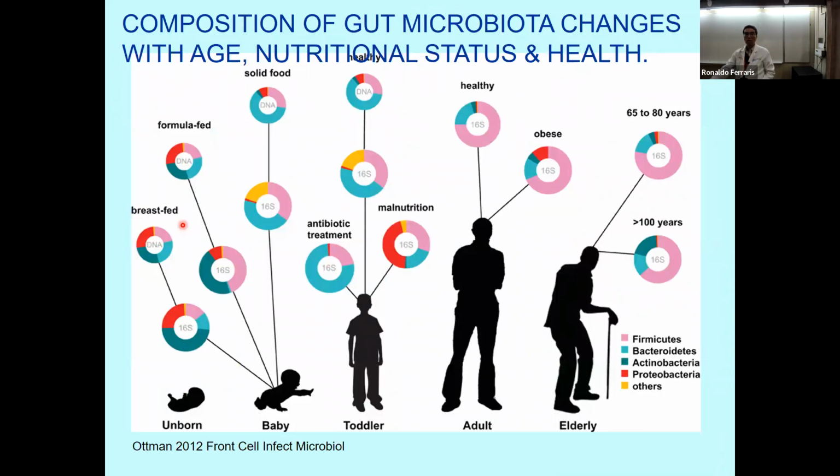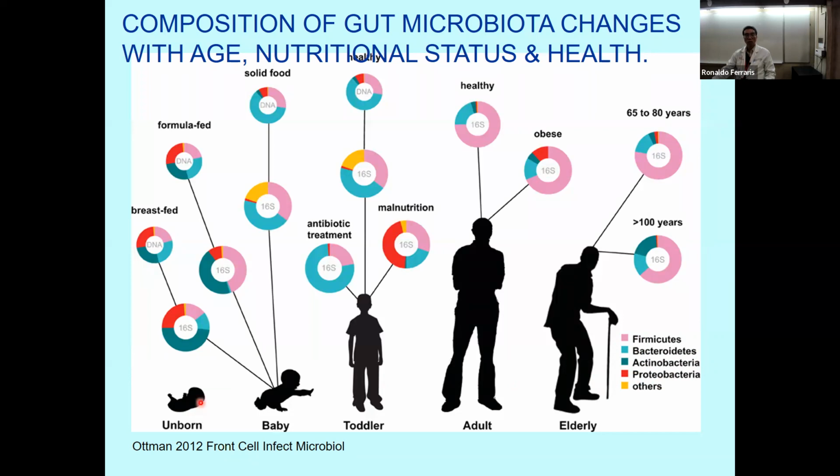And so this is the composition of your gut microbiota over our lifetime. And these are the 4 major phyla of bacteria. And you need to know this: Firmicutes, Bacteroidetes, Actinobacteria, Proteobacteria. Fatty acid binding protein. Okay, that would make it easy for you.